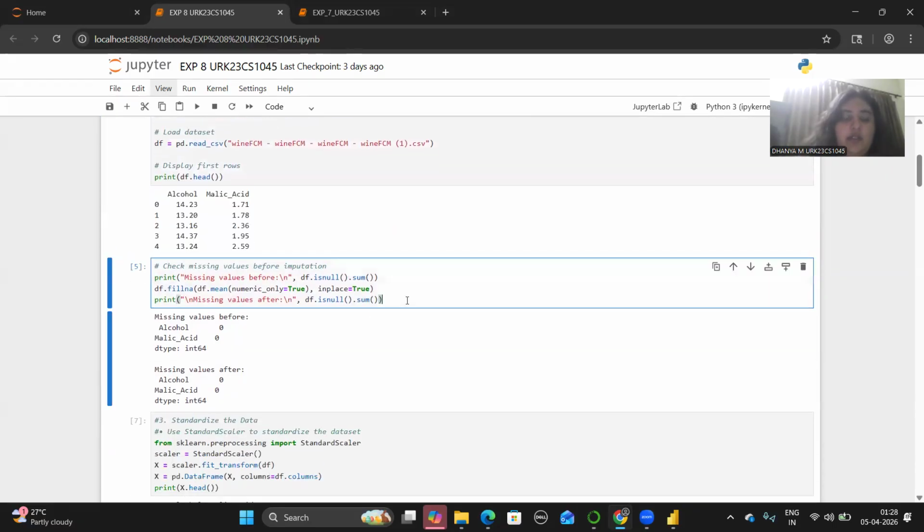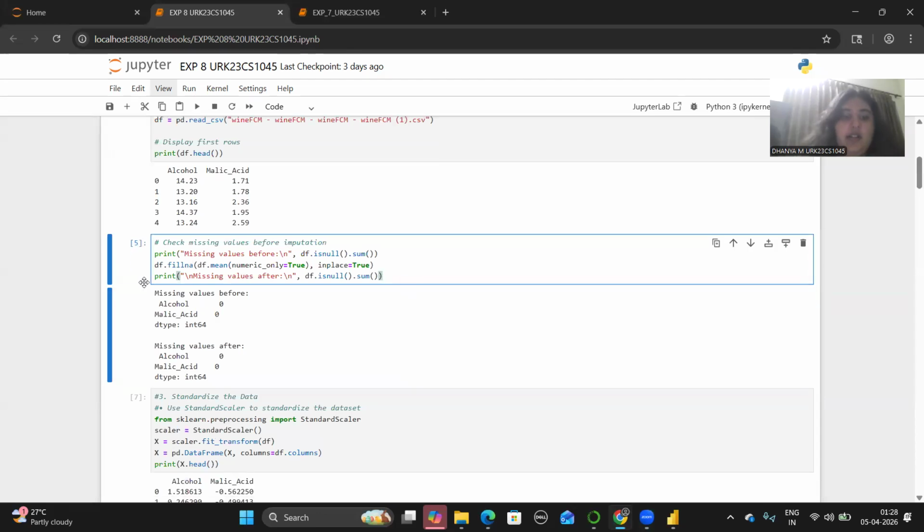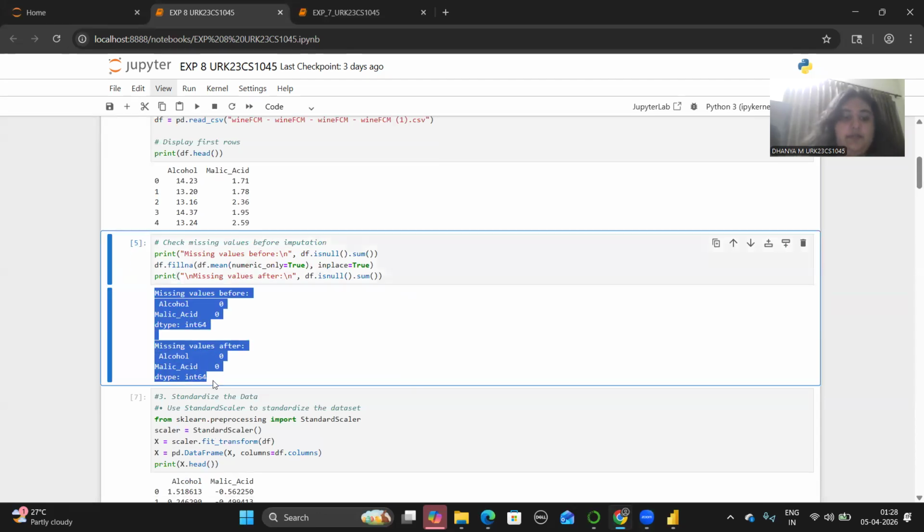And for the second question, I checked missing values before imputation, and then I replaced them using mean imputation, which fills missing values with the average of each column. This ensures clean and stable data. You can see it over in the output.